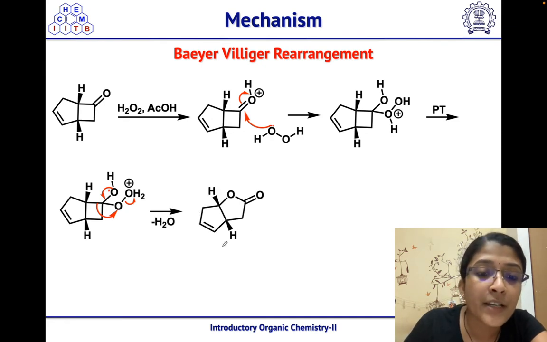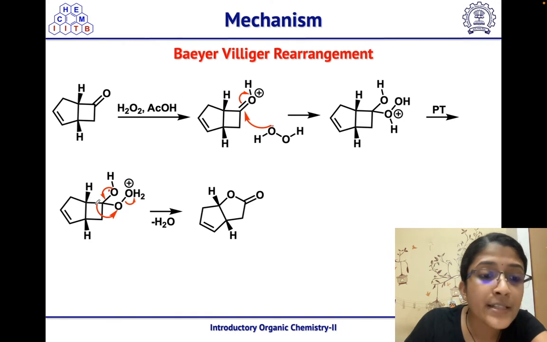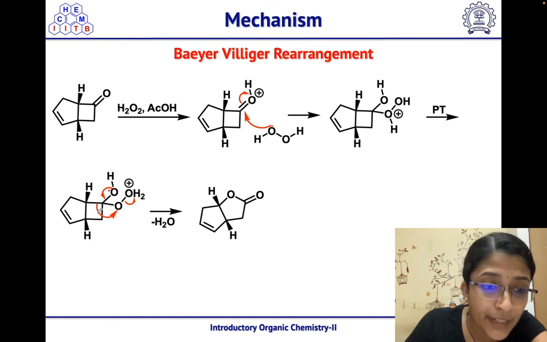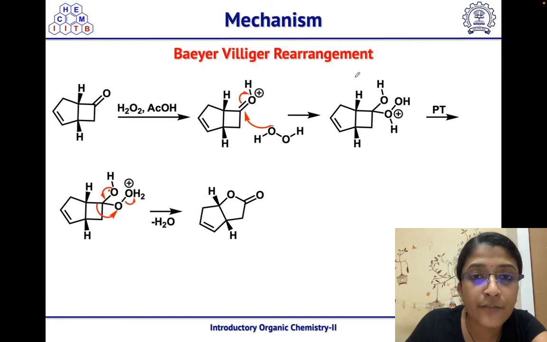So we will get this product after removal of water. Here water is getting eliminated, and when the lone pair of electrons on the oxygen falls down, this tertiary carbon will migrate. It will attack this oxygen and this water molecule will be removed as per this arrow pushing mechanism. So we will get this lactone. This is the mechanism for Baeyer-Villiger rearrangement. Any doubt?